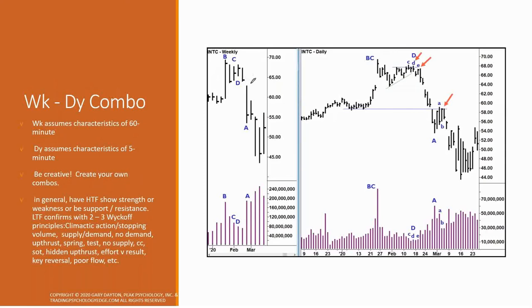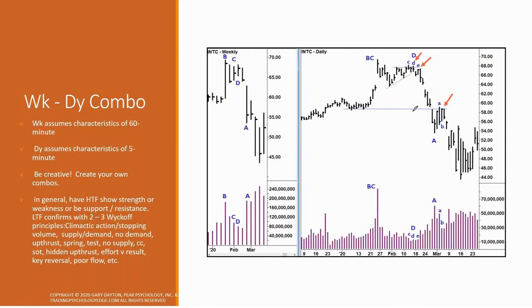So weekly bar A, we're going to start here. Weekly bar A, strong bar down, good volume to the downside. Can we confirm it on the daily? Yes, we can, right? So now we look for what? A weak rally, hopefully into resistance.